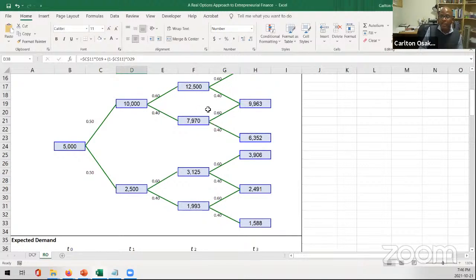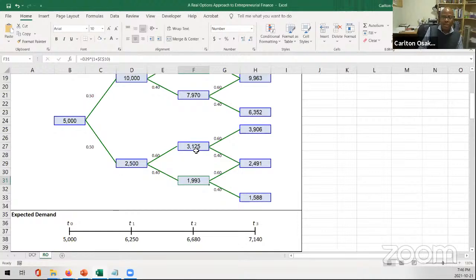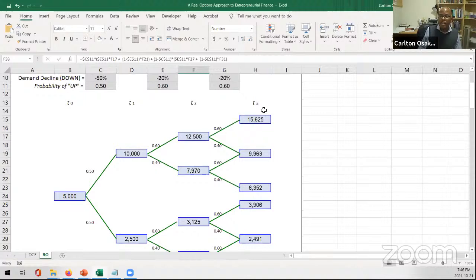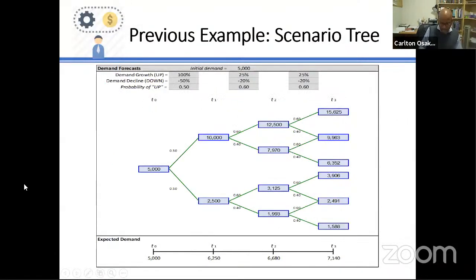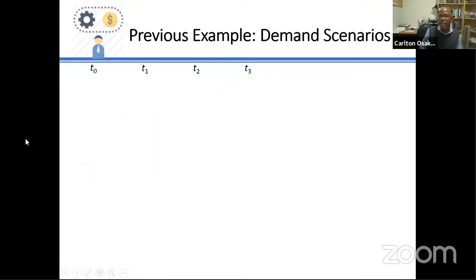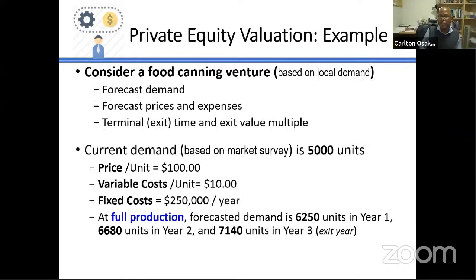The expected demand in year 2 would be the probability of getting to here, probability of getting to here, probability of getting to here, probability of getting to here, multiplied by what the demand is, and you end up with this demand. The expected demand here is the same thing too. You will note that these expected demands match the expected demands that the discounted cash flow method uses.